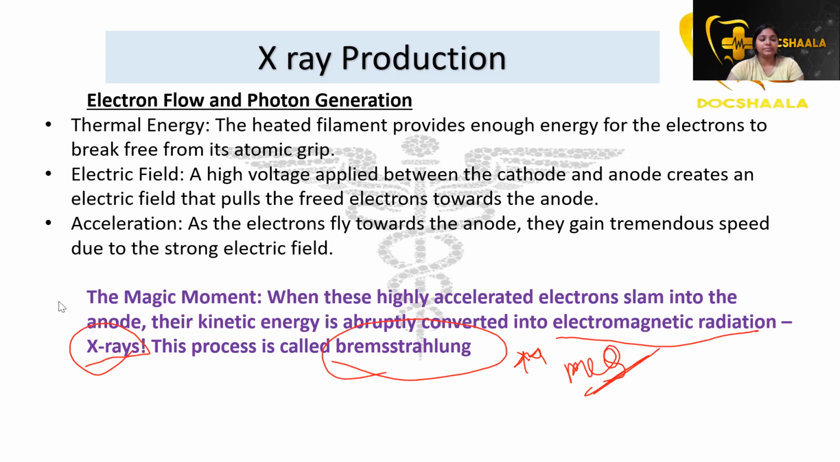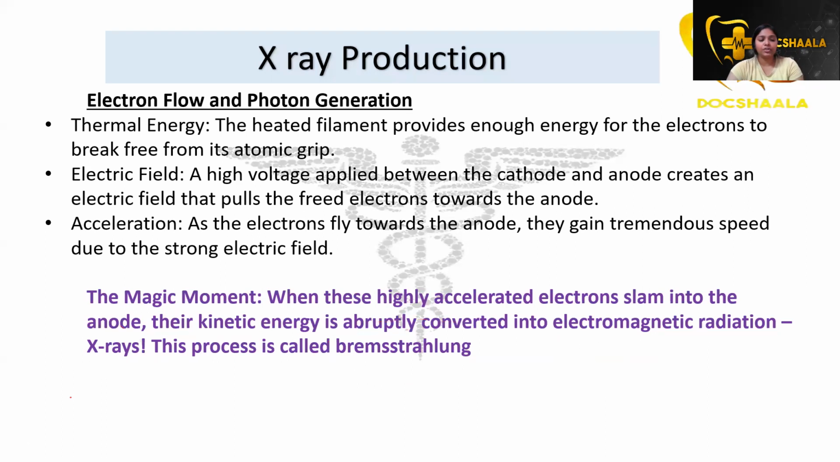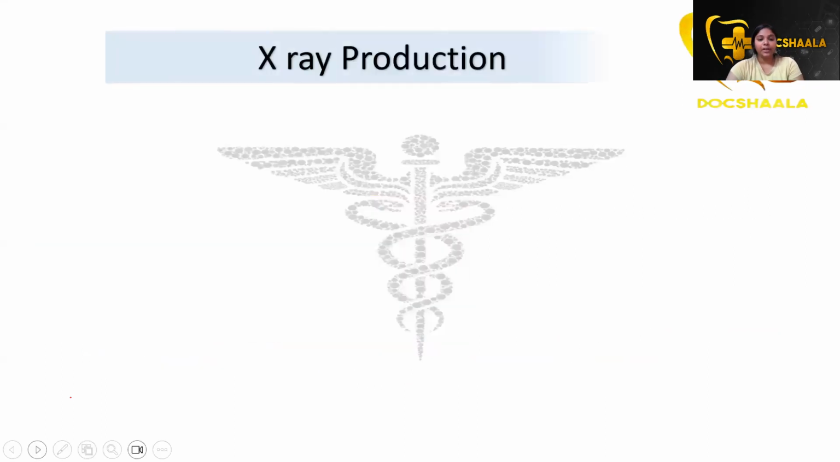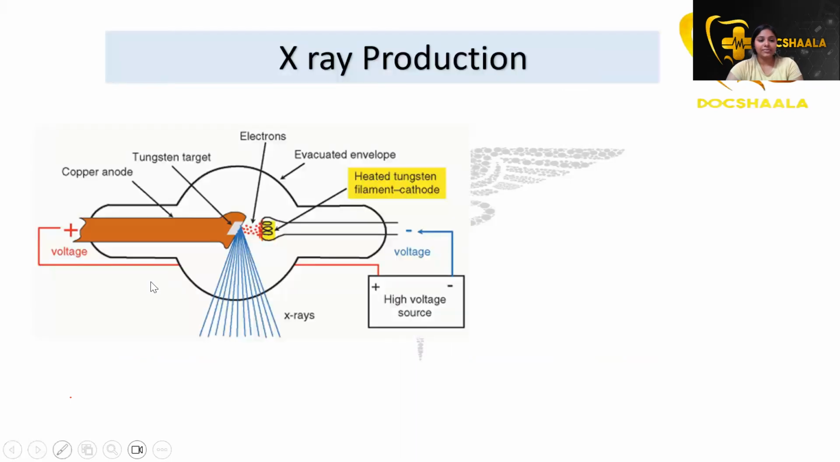Then coming to the image, here also the same thing, showing the production. It is a detailed image where this is the copper anode, the electrons are hitting, and the X-rays are produced. It is just an image representation here. You can just remember this image. Sometimes they may ask it as an IBQ.